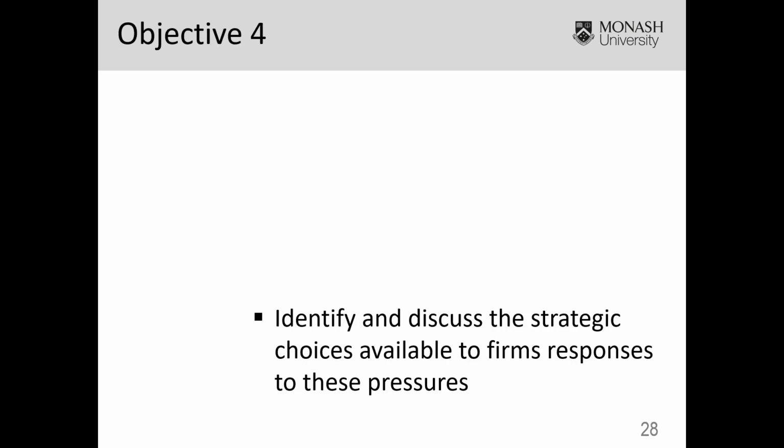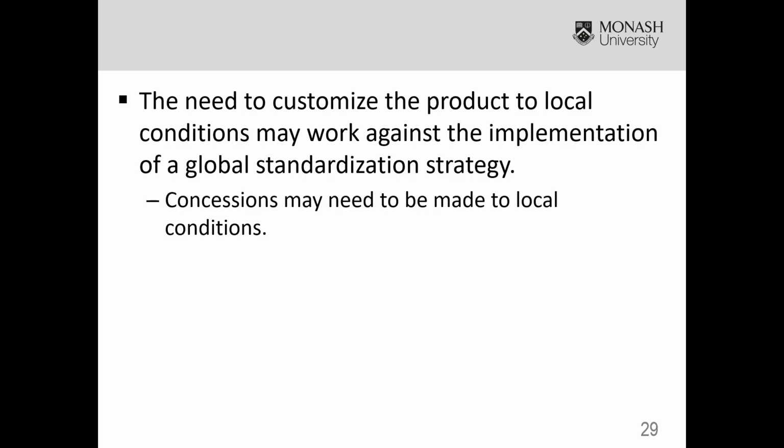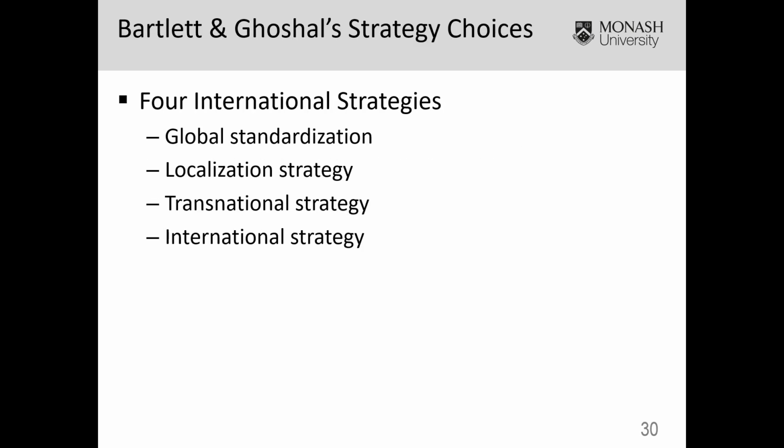So those structures lead us to having four options in international strategy. International strategy, which is sometimes called international business strategy, transnational strategy, localized strategy, and globalized strategy.